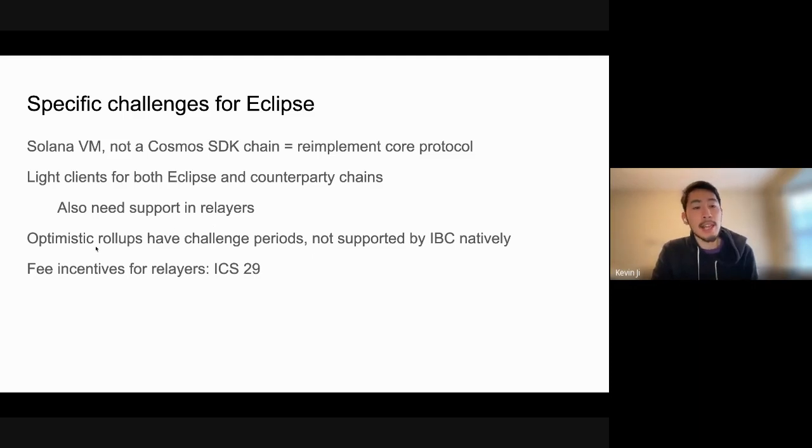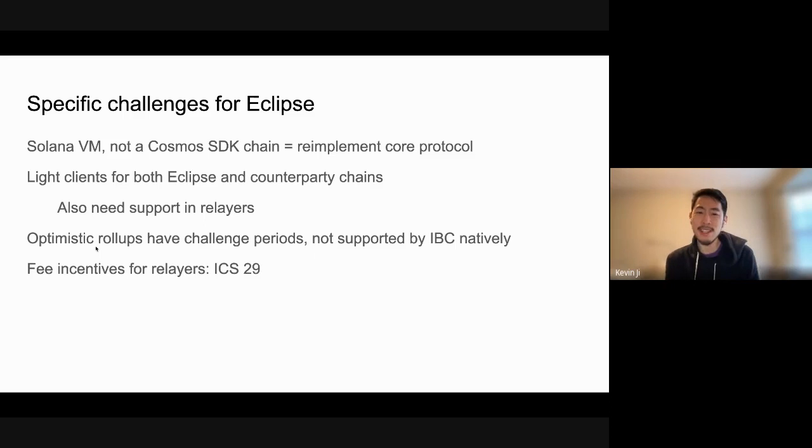And then another challenge is that Eclipse is an optimistic rollup. I don't want to dive too deep into this, but an optimistic rollup essentially assumes that the transactions that are produced by the execution nodes are correct. But if there is a problem, if someone realizes one of the transactions is incorrect, they can submit what's called a fault proof. And the protocol has a built-in way to deal with fault proofs. And if the fault proof is correct, the chain will be rolled back to a previous known correct state. Some other optimistic rollups include names like Optimism.